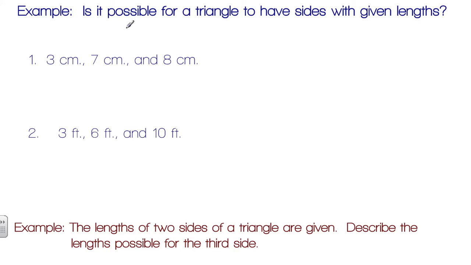All right, first set: is it possible for a triangle to have sides with the given lengths? In number one, we're given three lengths of a possible triangle: 3, 7, and 8 centimeters. We want to determine, is this a possible triangle? And if not, why? So let's start off. We want to, in pairs, add each of our triangle lengths and make sure that they're bigger than the third side. All right, so let's start off with 3 and 7. So is 3 plus 7 greater than 8?